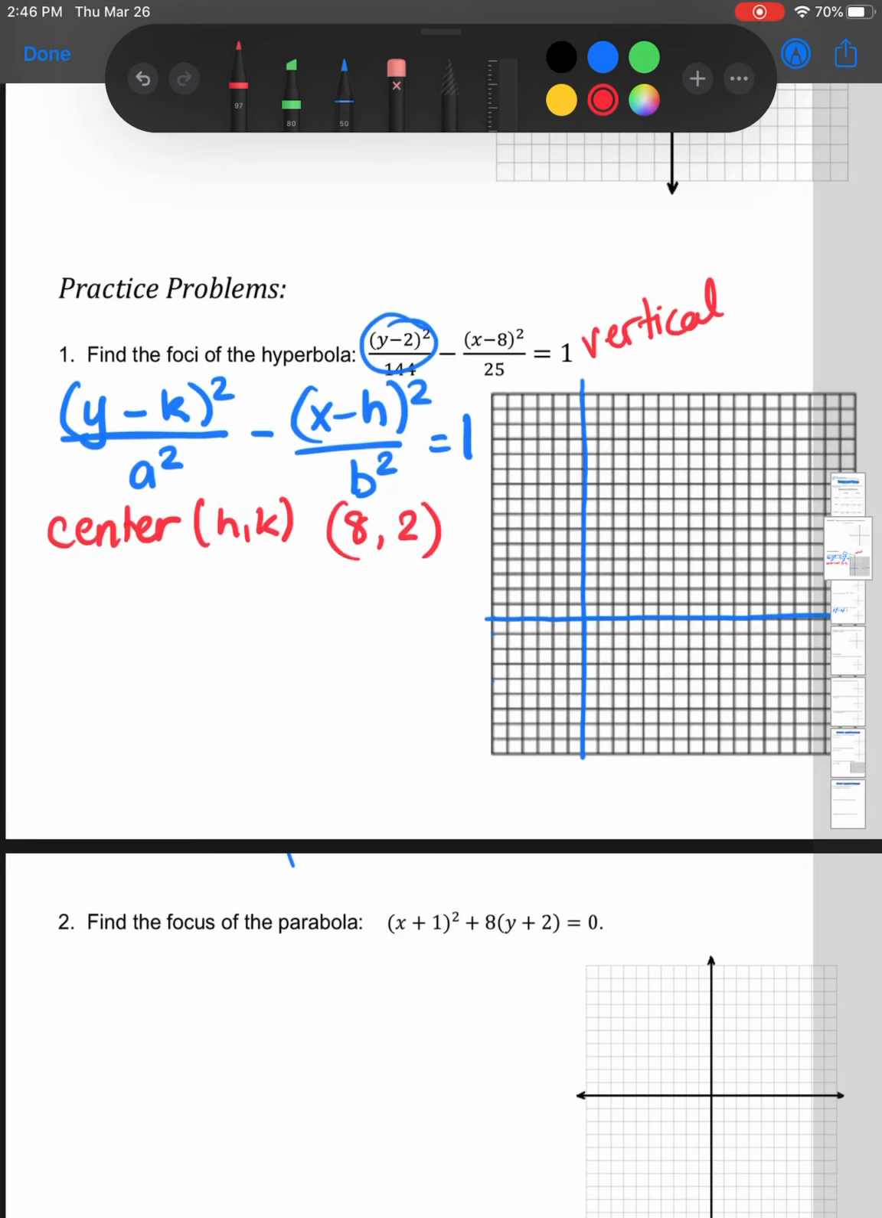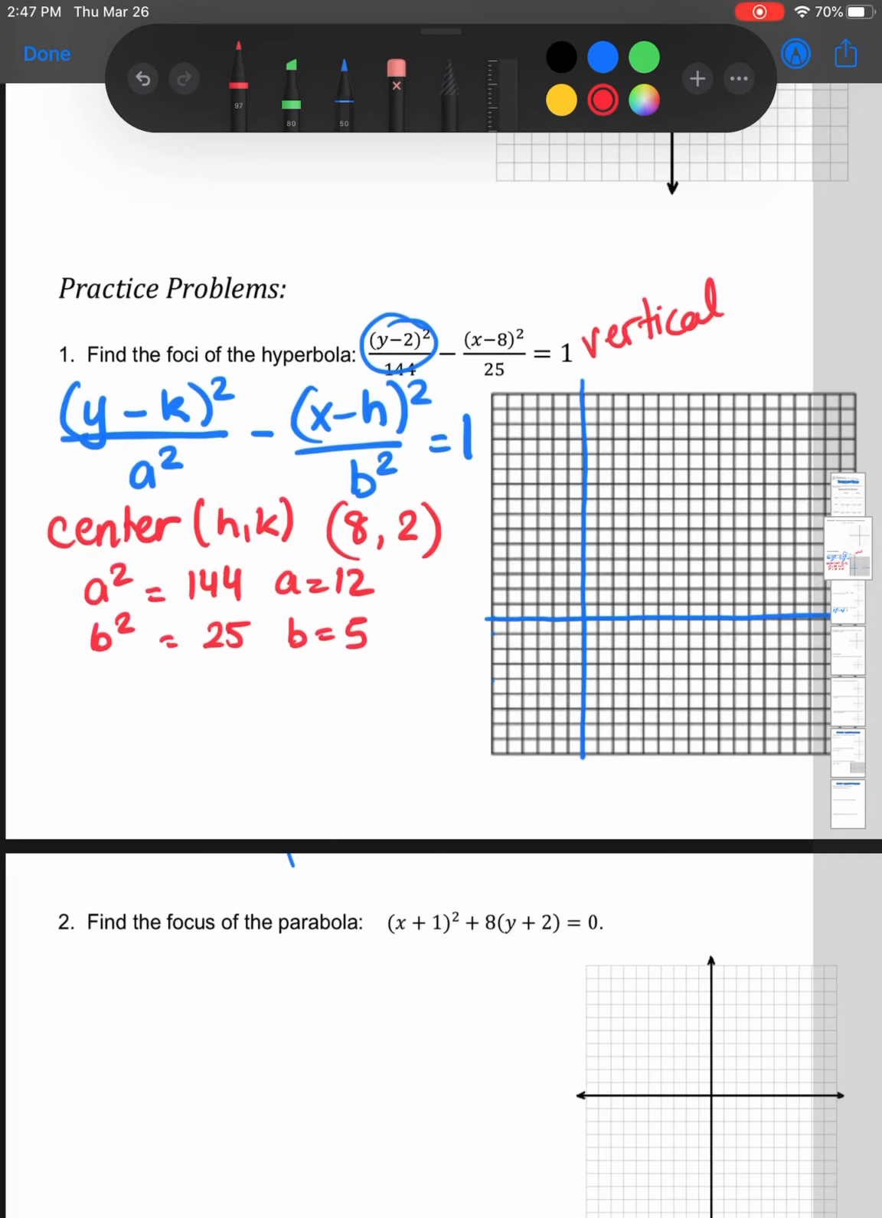You know your a square is what? 144. So your a will be 12. Your b square is 25, so b is equal to 5, right? So let's use our a and b and our center to graph the hyperbola, at least find out the vertices.